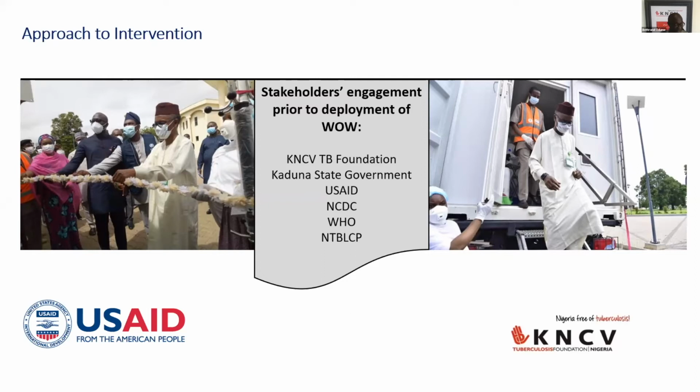The Kaduna state team was very, very supportive in that they provided the very first Xpert SARS-CoV-2 cartridges in the country. That made the operationalization of the community intervention very possible, and we were able to ride on that to scale up across other states in the country. The next slide.